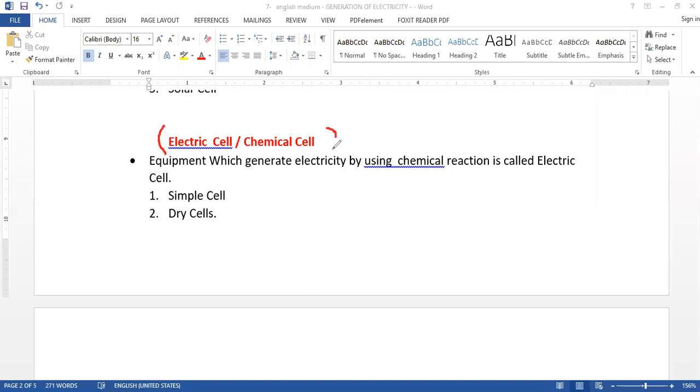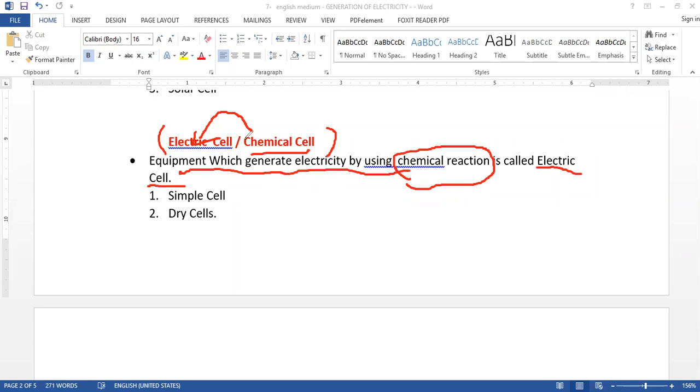Now we're going to talk about what an electric cell is. Another name for electric cell is chemical cell, which means it produces electricity by using chemical reaction. Any cell which produces electricity by using chemical reaction is called an electric cell or chemical cell.